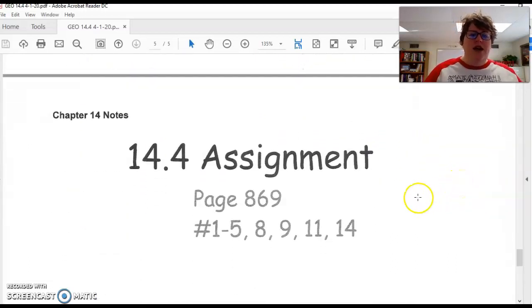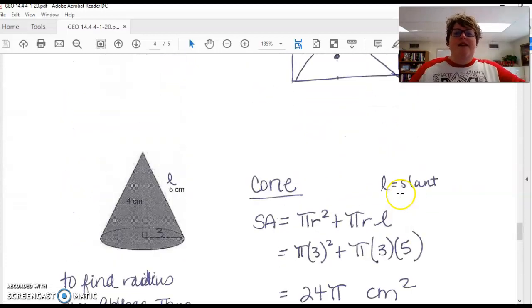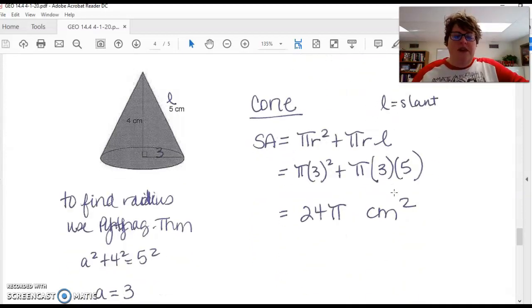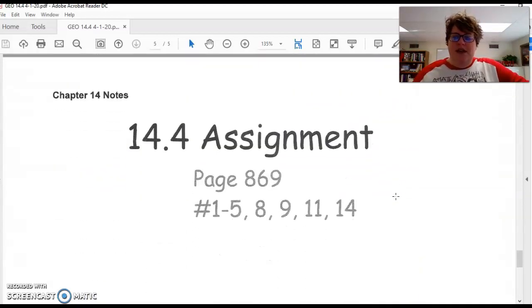Okay, and then ones you can try. Again, 14.4 is all about surface area, the counterpart to perimeter for 3-dimensional. So if you have any questions, please ask.